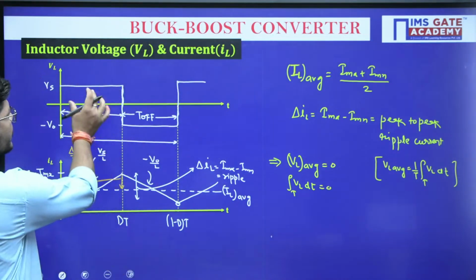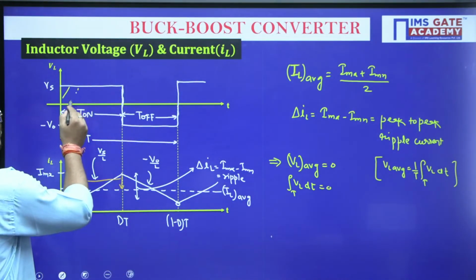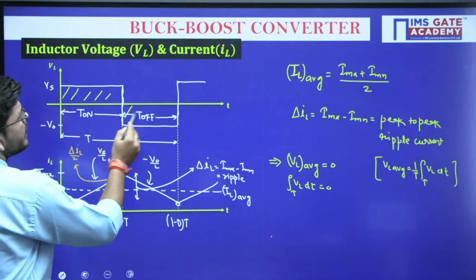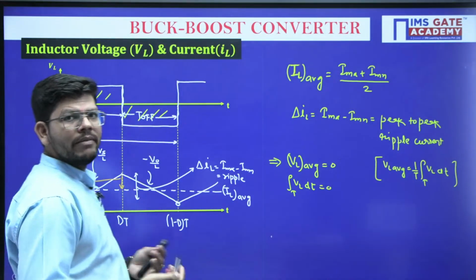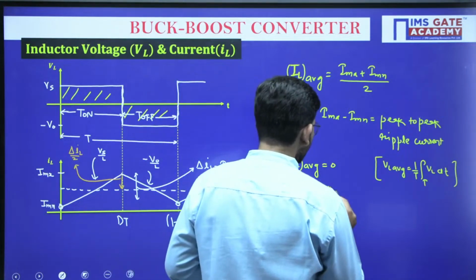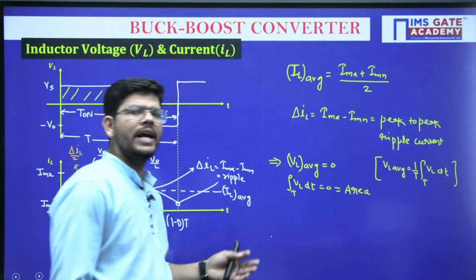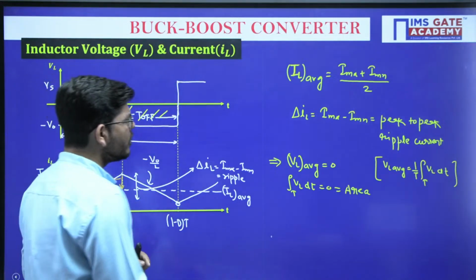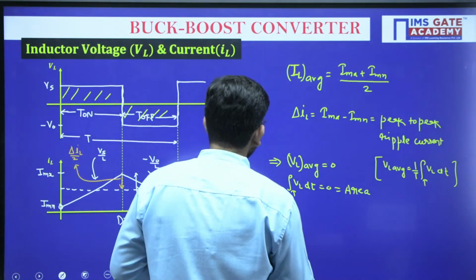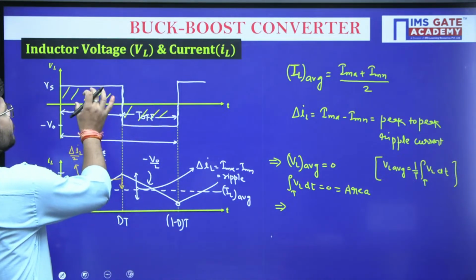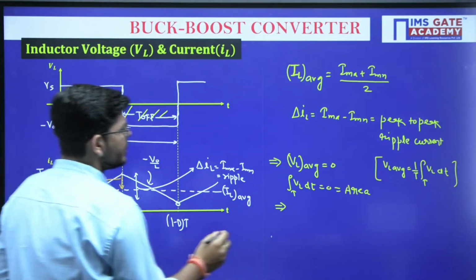That means whatever area is covered here, the total area will be 0. That means the area under the VL curve will be 0. Now how are we going to calculate the area? See, this positive area will be Vs into dT.